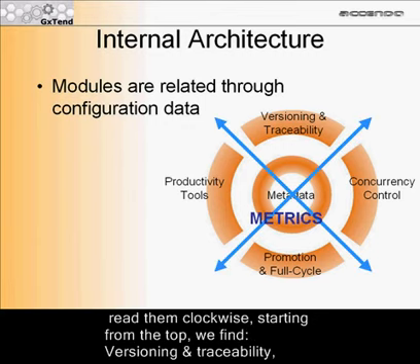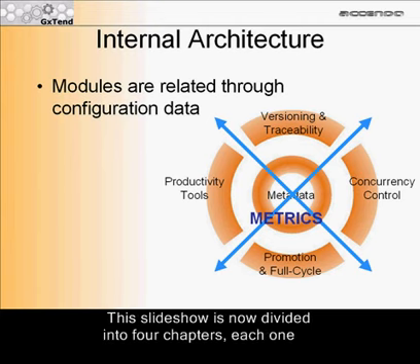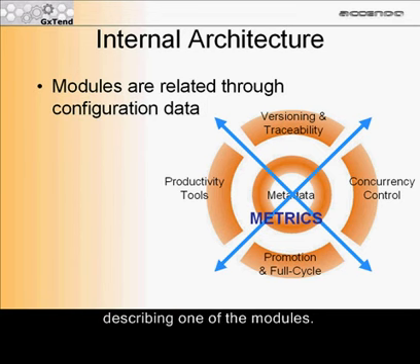The modules in question are shown on the picture. If we read them clockwise, starting from the top, we find versioning and traceability, concurrency control, promotion and full cycle, and productivity tools. This slideshow is now divided into 4 chapters, each one describing one of the modules.